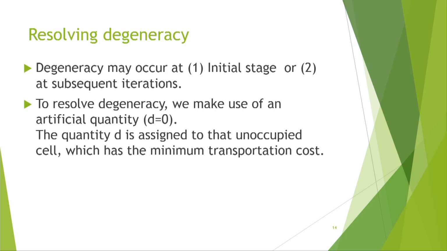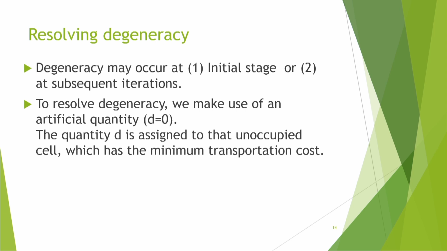Okay. Now how to resolve degeneracy? I suggested a method: if you have that type of situation, you have to cut basically supply as well as destination. So don't cut both together, you cut only one, then this problem will not come. So degeneracy may occur at the initial stage or at subsequent iterations. To resolve degeneracy, we make use of an artificial quantity, say epsilon or d, equal to 0. The quantity d is assigned to that unoccupied cell which has the minimum transportation cost. Okay, we can do that also.